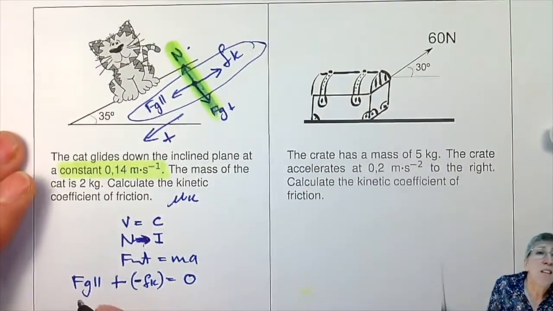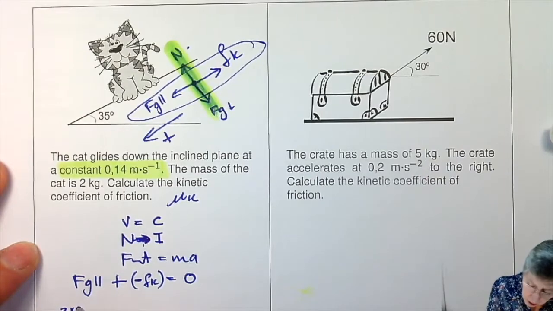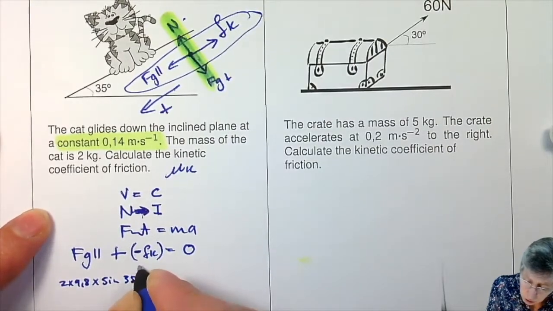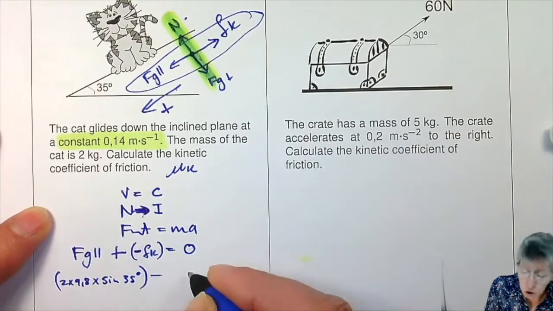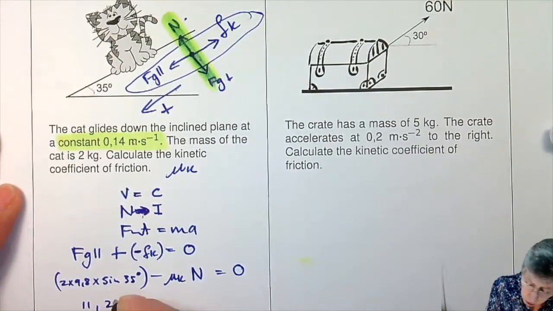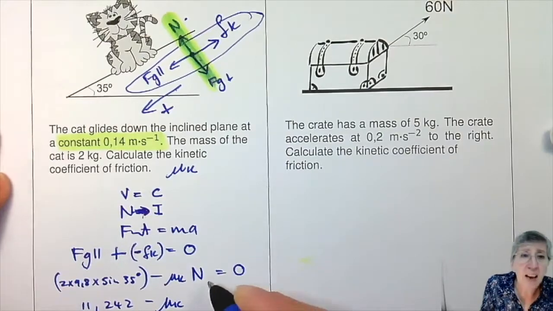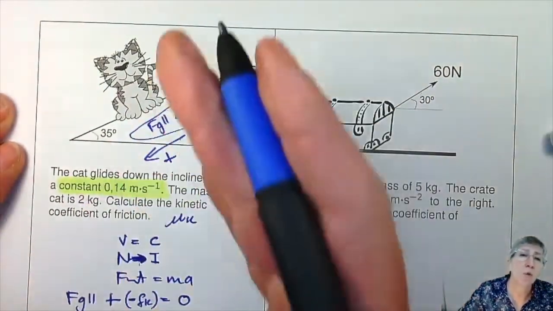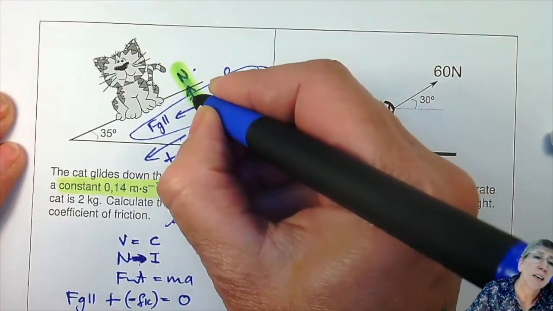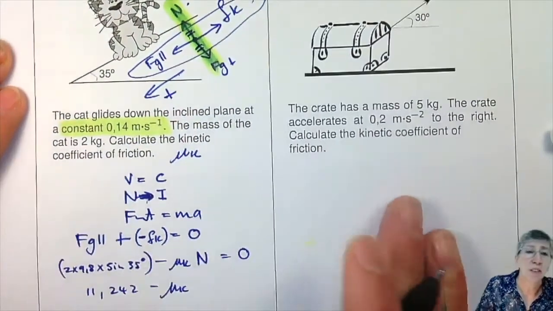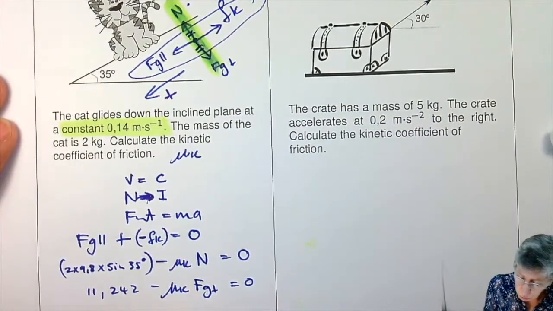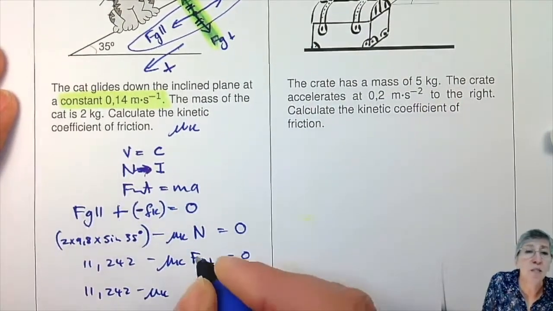Now gravity parallel, that's the whole gravity, which will be 2 times 9,8. And for the parallel one, I need to times sine of 35 degrees. Minus, now for the frictional force, that will be mu k times the normal force. This ends up being 11,242 or whatever, minus mu k. And now I have to think about the normal force. When I think about the normal force, I'm going to look at the perpendicular direction, because it's not moving in this direction. I know on an inclined plane that normal force is just equal to gravity perpendicular.